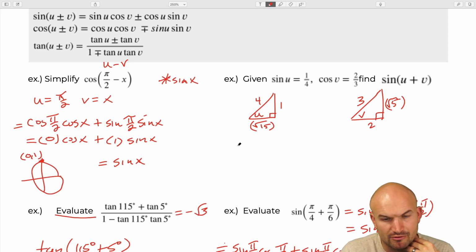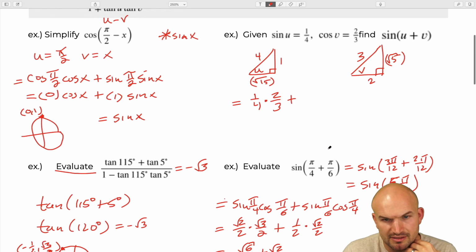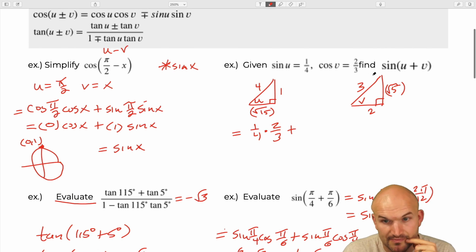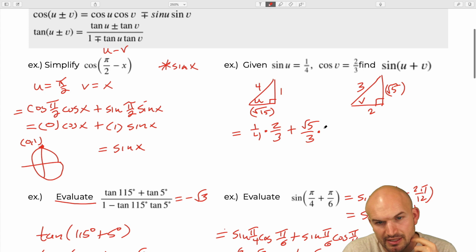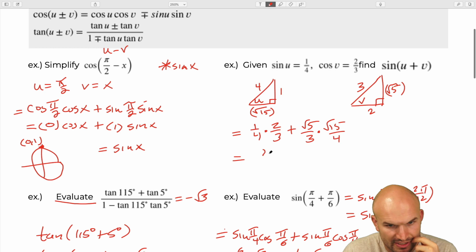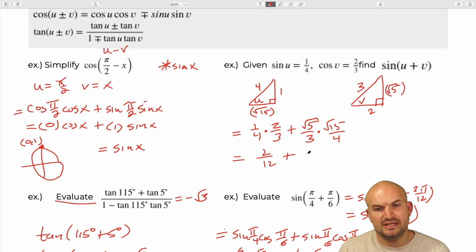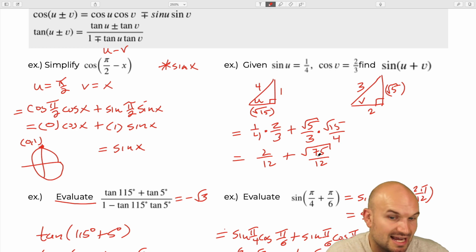Okay, so if I remember the formula, sine of u is 1/4 times the cosine of v, which is 2/3, right? And then that's going to be a plus. It was a plus. Plus a cosine of v, sine of v. So that's going to be square root of 5/3 times a cosine of u. So that'd be a square root of 15 times 4. Okay, so in this case, we get a 2/12 plus, let's see, that's going to be 60. So that'd be a square root of 75/12.